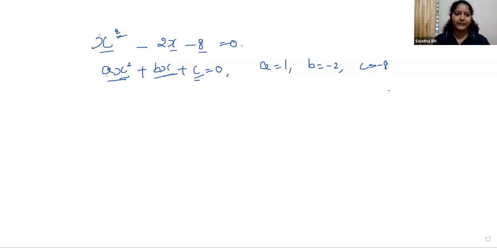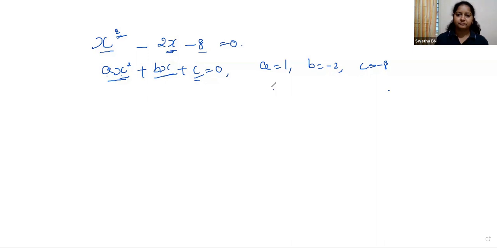So, what is a here? In place of a, we have 1. I have written here a is equal to 1. What is b? b is nothing but the coefficient of x. What is the coefficient of x here? Minus 2. Write the values first. What is c? The constant, that is minus 8.